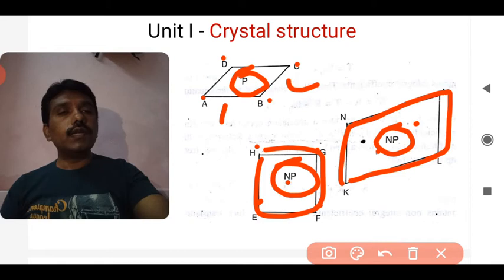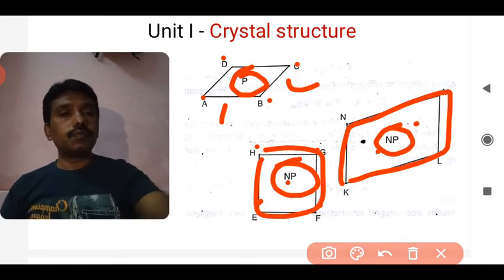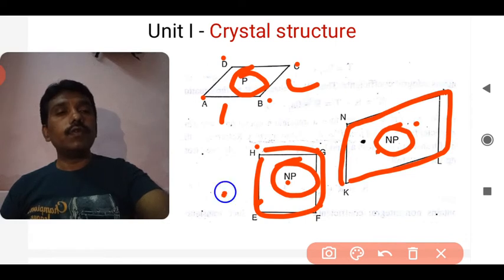As far as this EFGH non-primitive unit cell is concerned, points are exactly on the corners also. There is one another point inside, at the center of this plane, and that's why this type of non-primitive unit cell has the effective number 2.